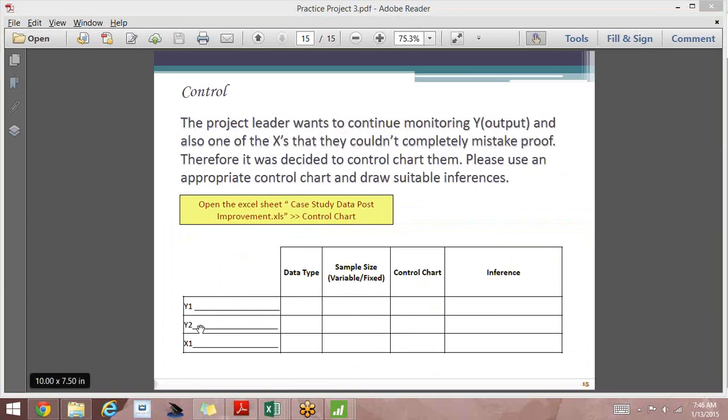Next Y2 is percentage defects. Is it continuous or discrete? Defects. Discrete. If you go to that control chart's flow chart in your control phase document, you will see that if it's defects and if the sample size is fixed, basically, then you go with C chart.